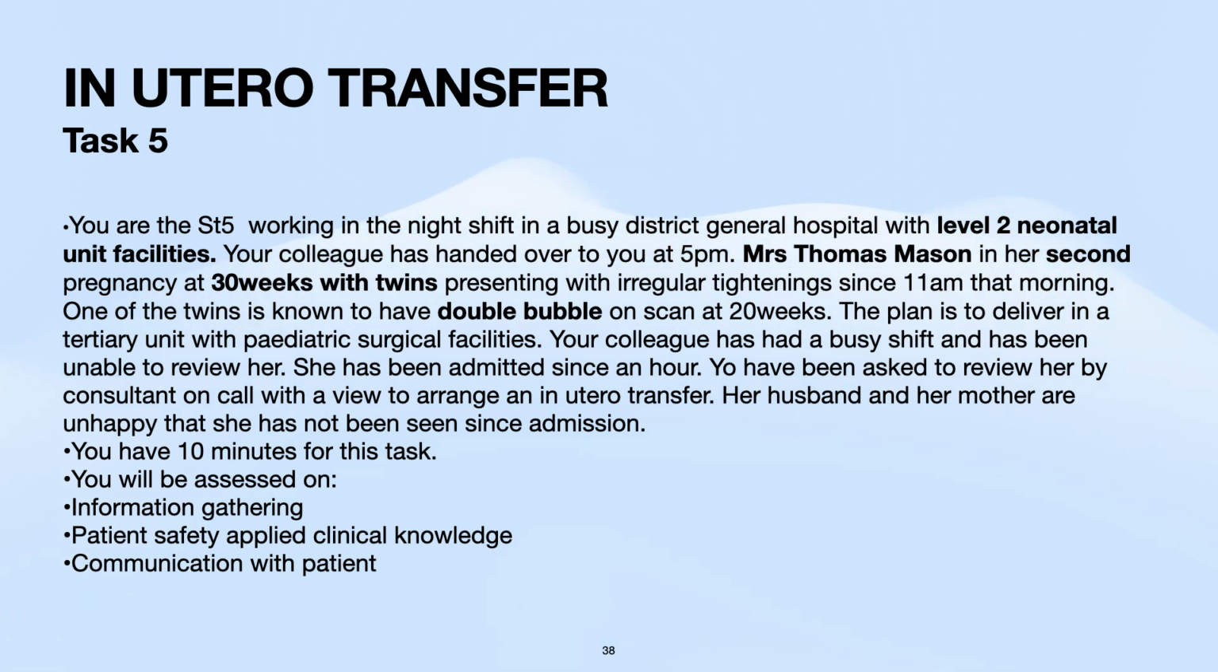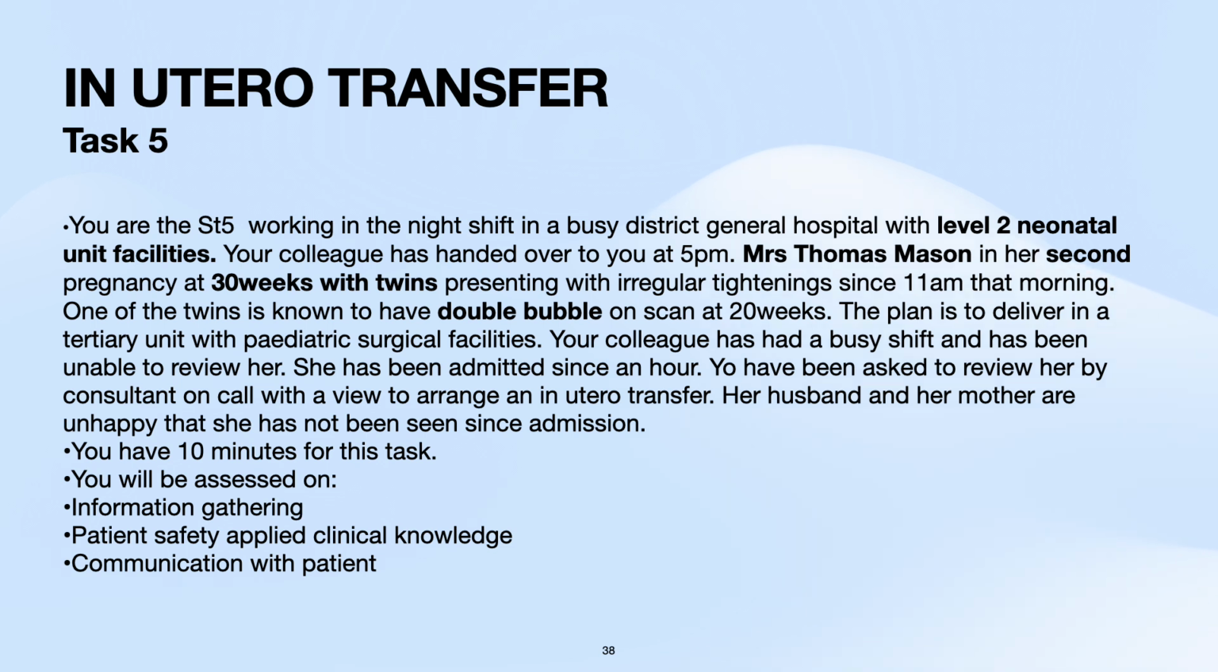And you have this patient called Mrs. Thomas Mason. She is in her second pregnancy at 30 weeks of gestation. This is a twin pregnancy with irregular tightenings since that morning. Also, one of the twins has a double bubble sign as per the 20-week scan. Another important piece of information is that she, her husband and her mother are unhappy as she has been waiting a long time and none of us has attended to her.